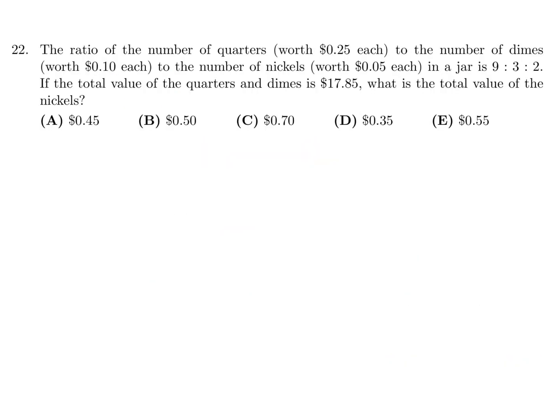The ratio of the number of quarters to the number of dimes to the number of nickels in a jar is 9 to 3 to 2. If the total value of the quarters and dimes is $17.85, what is the total value of the nickels? So quarters to dimes to nickels is 9x to 3x to 2x. That is a sufficient way, I think, of writing it. I put in an x because we don't know exactly how many. It could be 18 quarters, it could be 27 quarters. I don't know.